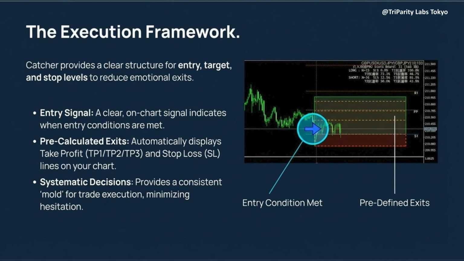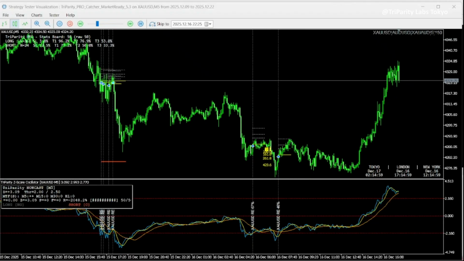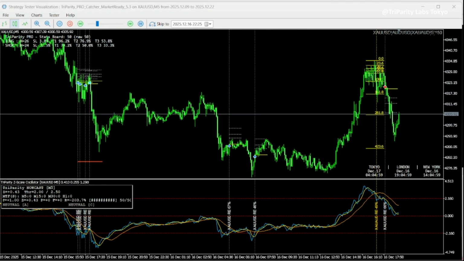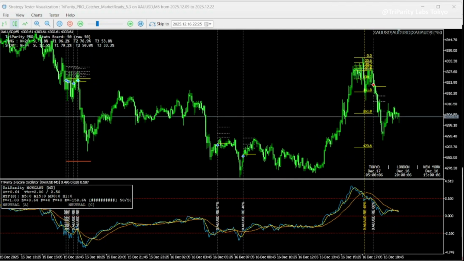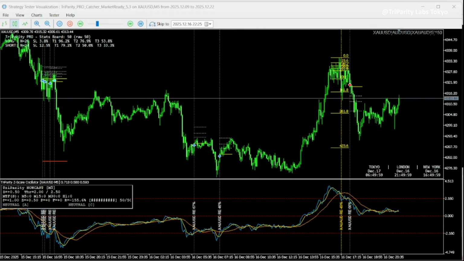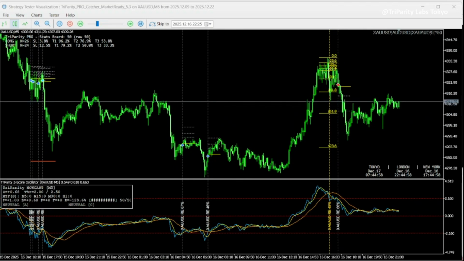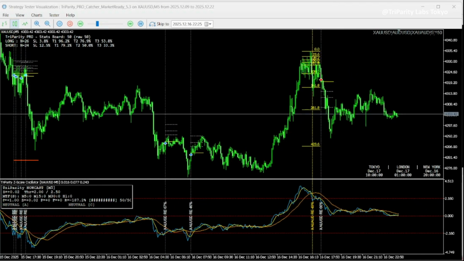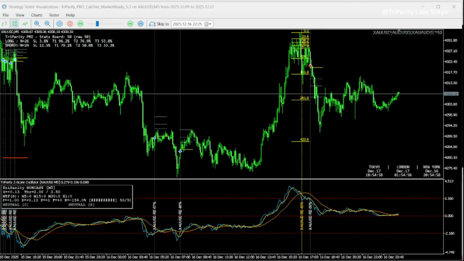So the heart of this framework is a tool called Catcher, and it's designed to put structure right on your chart. It does two really important things. First, it gives you a crystal clear signal when the entry conditions have been met. No ambiguity. Second, and this is huge, it automatically shows you pre-calculated exits: 3 possible take-profit levels and a stop-loss. This means the entire trade is defined before you ever click the button, which helps take hesitation and emotional decisions right out of the equation.